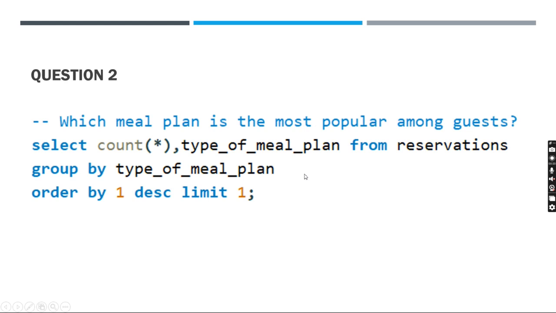As for the next question, which meal plan is the most popular among guests? Which basically means we have to group by the type of meal plan and we do a count so that we see the meal plan that is counted the most in this dataset. We order by the count and limit 1 because we want to get the higher most, like the max.